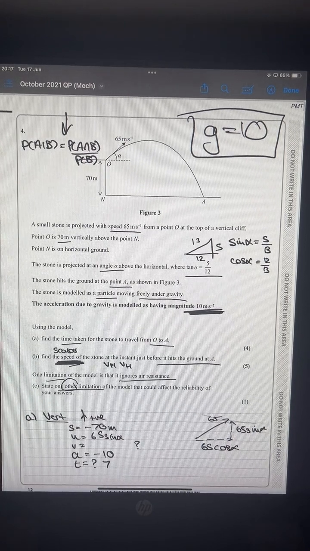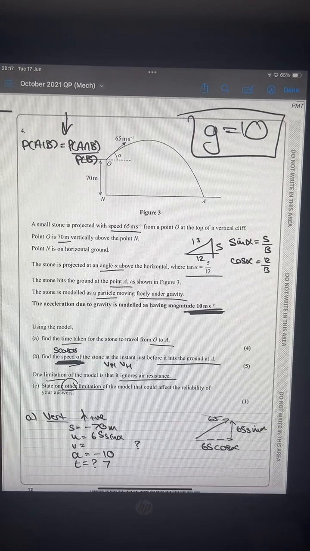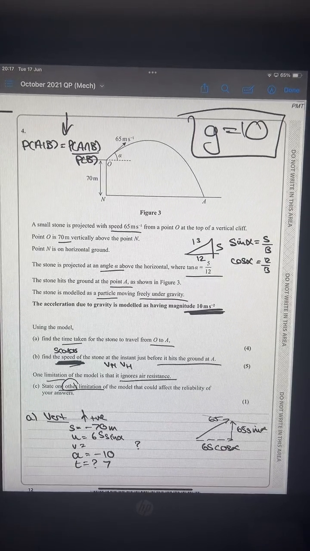Yeah. Let me see any other questions. 245. Yep, they should be free marks compared to the other ones. Yep, that's disgusting.